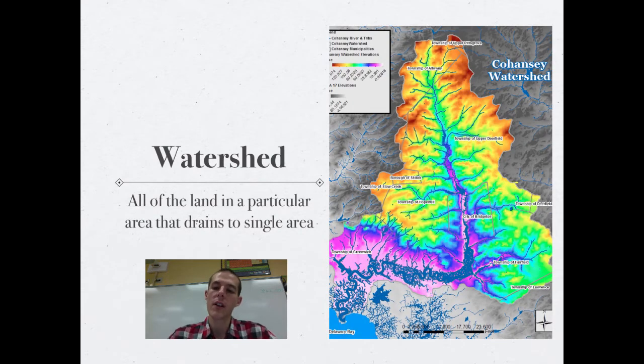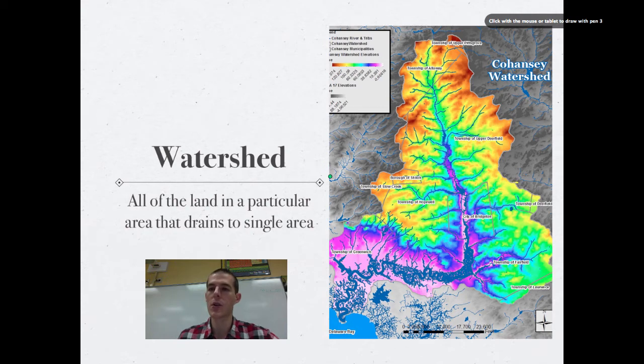When ecosystem scientists or ecologists are studying disturbance, they look at something called a watershed and they do a watershed study. So first I need to tell you about what a watershed is. A watershed is all of the land in a particular area that drains to a single area. Now that single area could be a stream, it could be a river, it could be a lake, it could be a wetland.